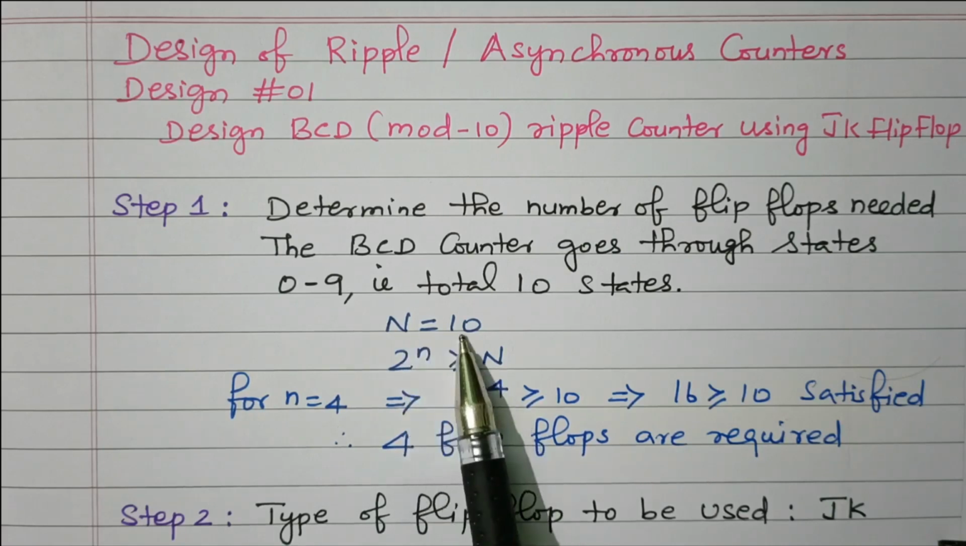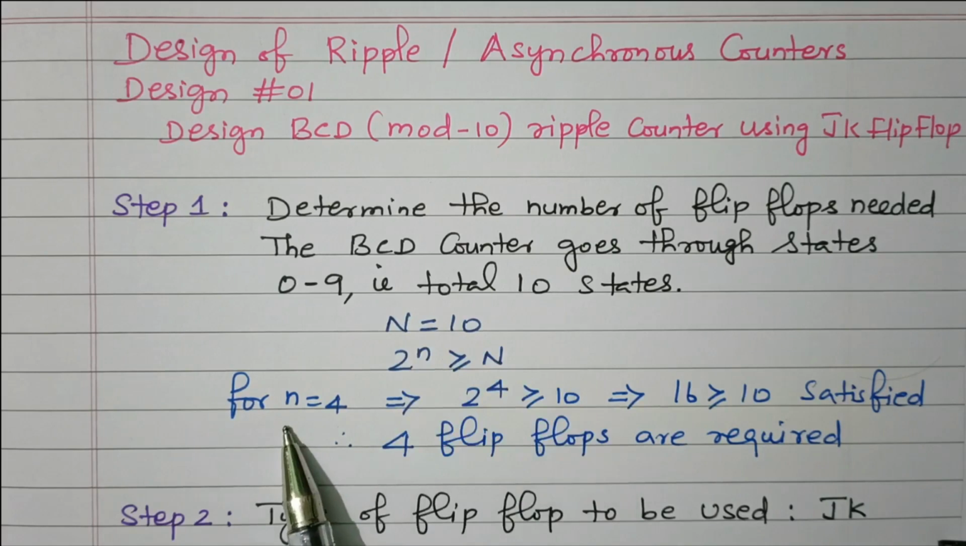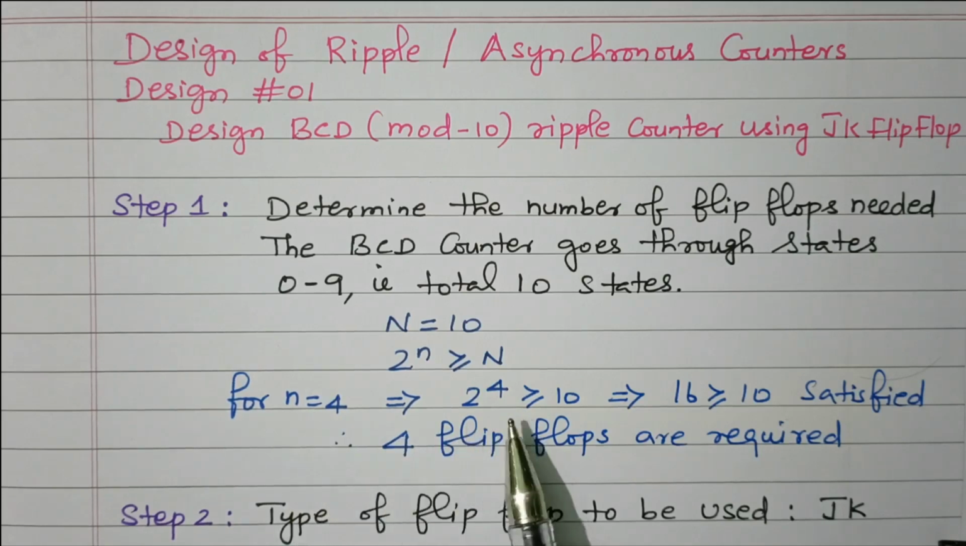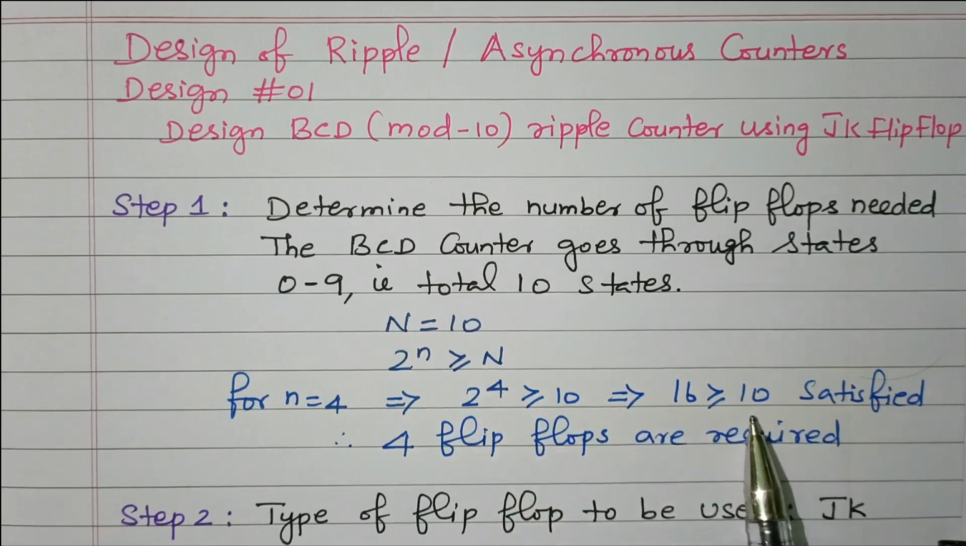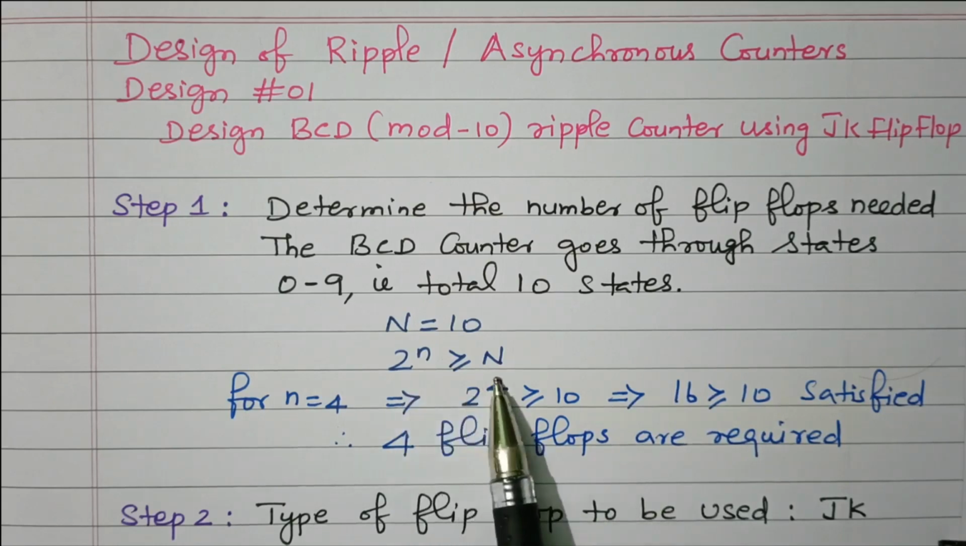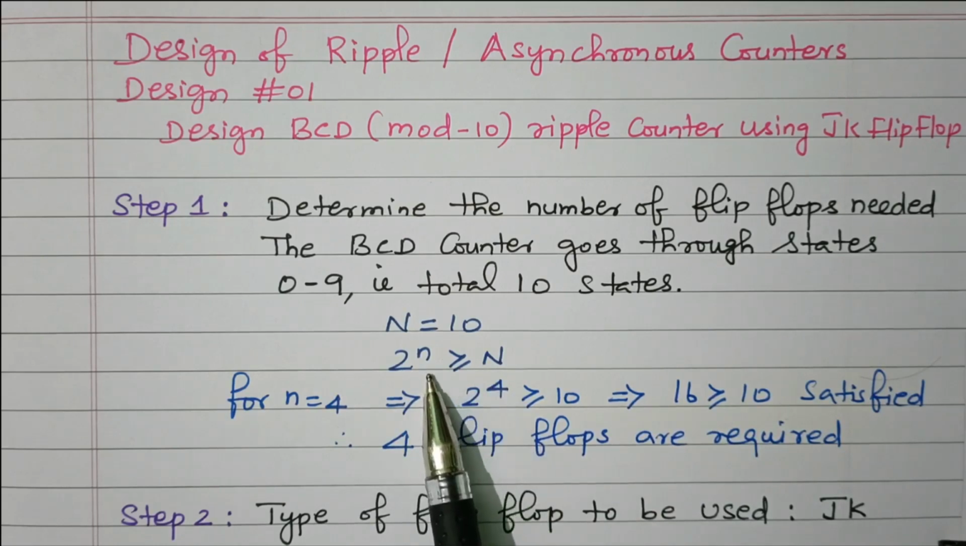So we know that N equal to 10, 10 states are there, 0 to 9. 10 states automatically mean 4 digits, 2 to the power 4, 16 combinations. So we take n equal to 4. 2 to the power n greater than or equal to N, that is 2 to the power 4 greater than or equal to 10, that is 16 greater than or equal to 10. Right? 2 to the power 4 is 16, so this condition is satisfied. So 4 flip-flops are needed. First step, we find the number of flip-flops from this condition. Capital N is the number of states, small n is the number of flip-flops needed.